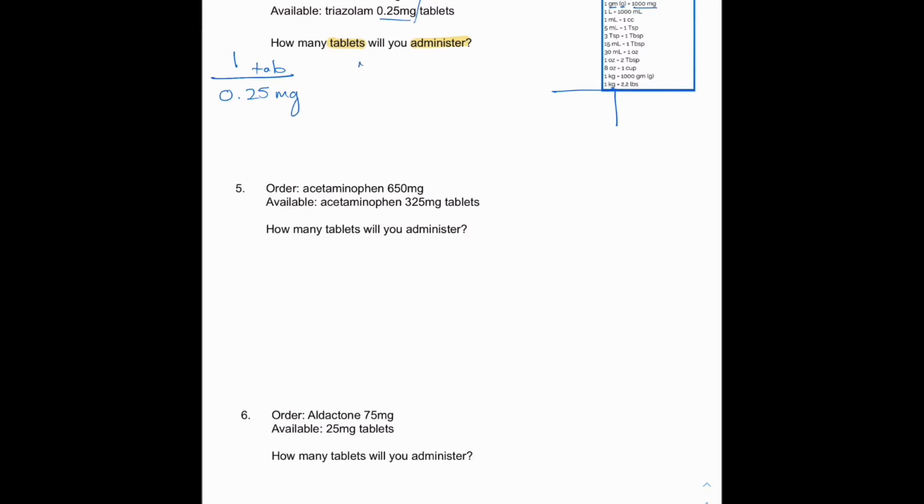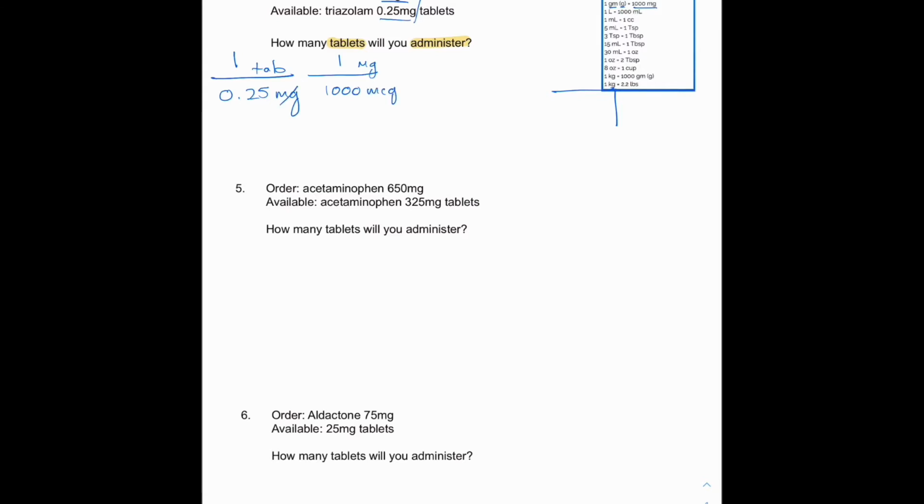So I need to get rid of my milligrams. Put that up top here. But our order is in micrograms. Do we have a conversion that can get us from milligrams to micrograms? We'll see this one right here. For every 1 milligram, there's 1,000 micrograms. So milligrams, 1 milligram over 1,000 micrograms.